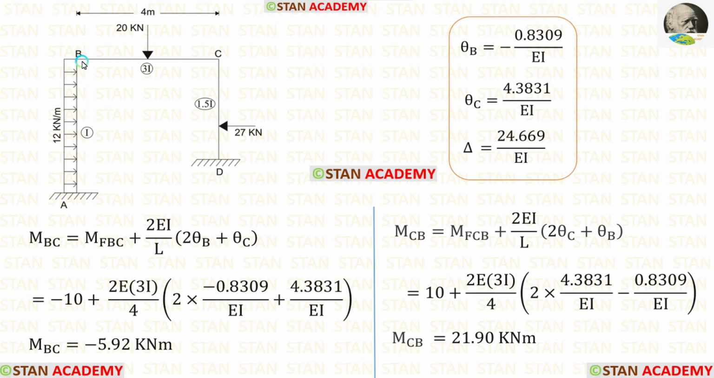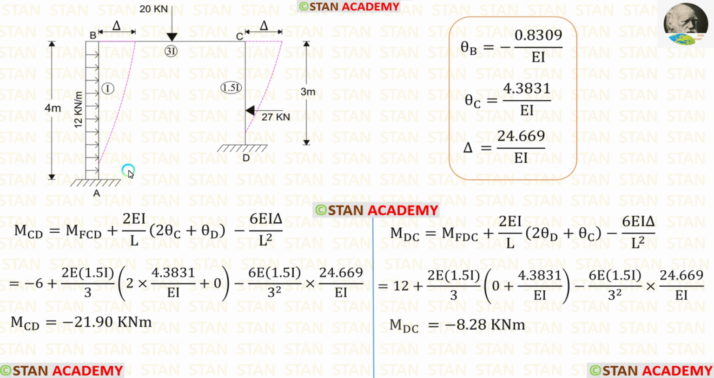Now let us make the slope deflection equations in the beam BC. First, let us apply the fixed end moments. For BC, the moment of inertia is 3I. So instead of I, we have to apply 3I. Length of BC is 4. Let us apply that. After applying the values of theta B and theta C, we are getting MBC and MCB.